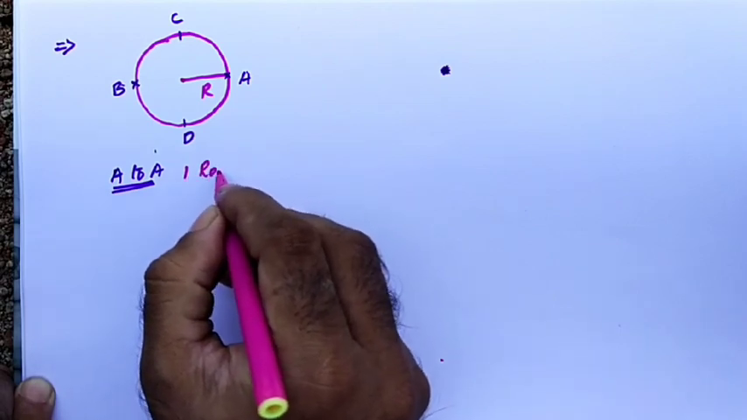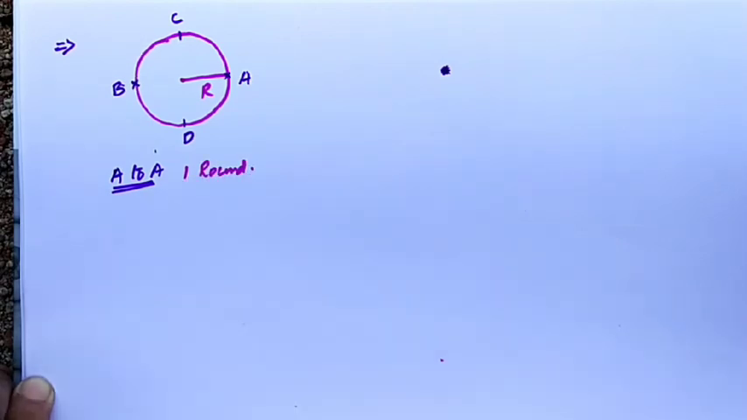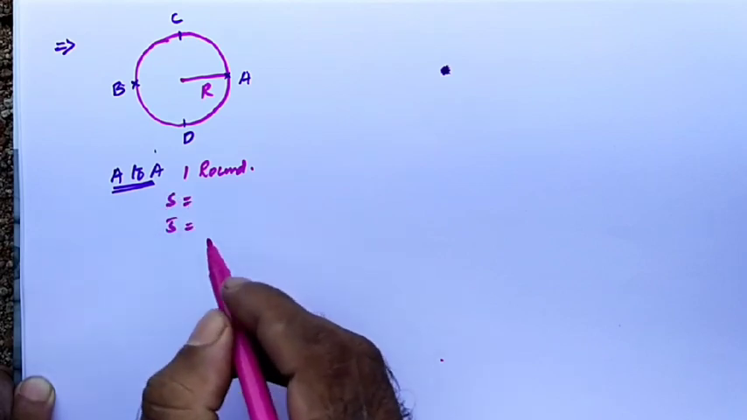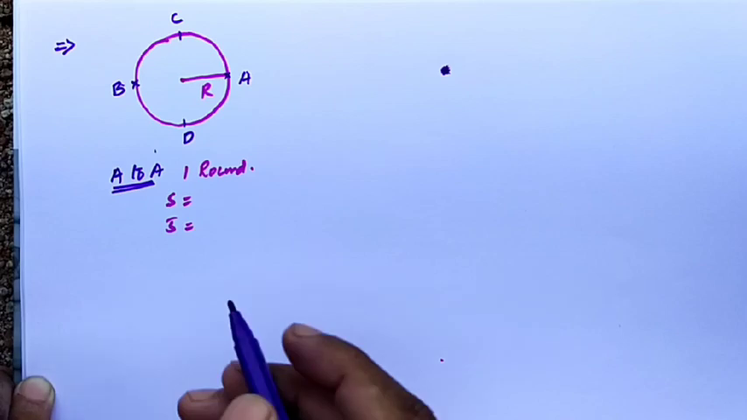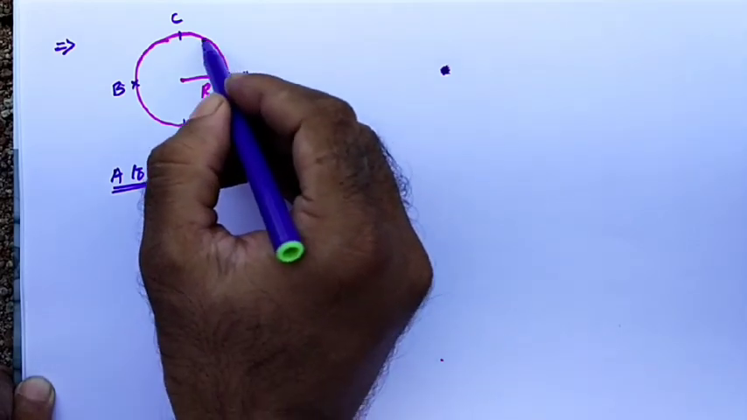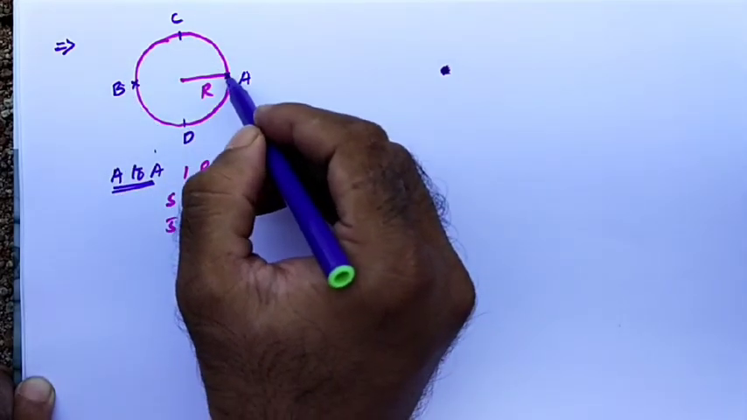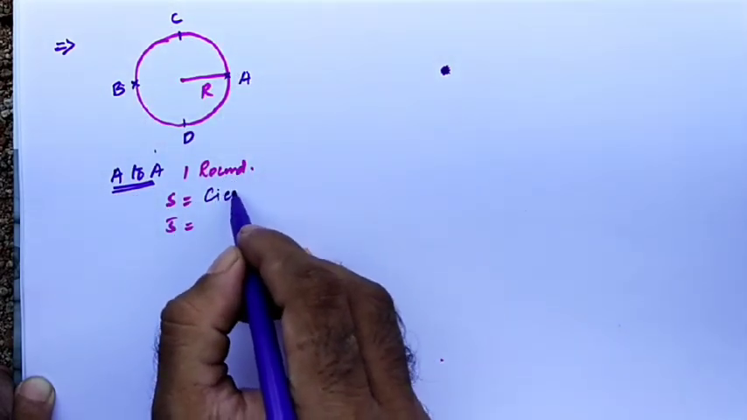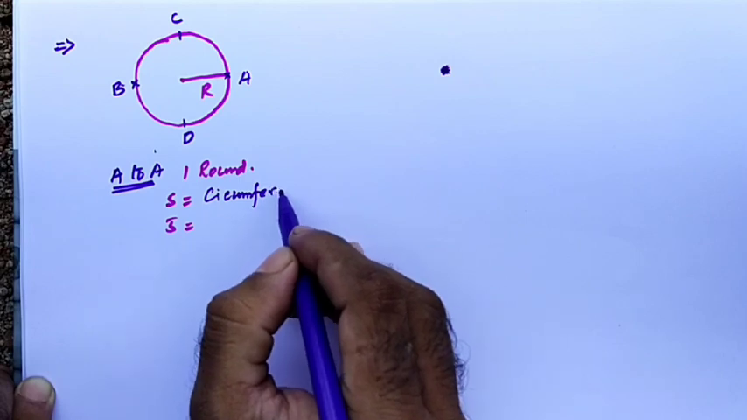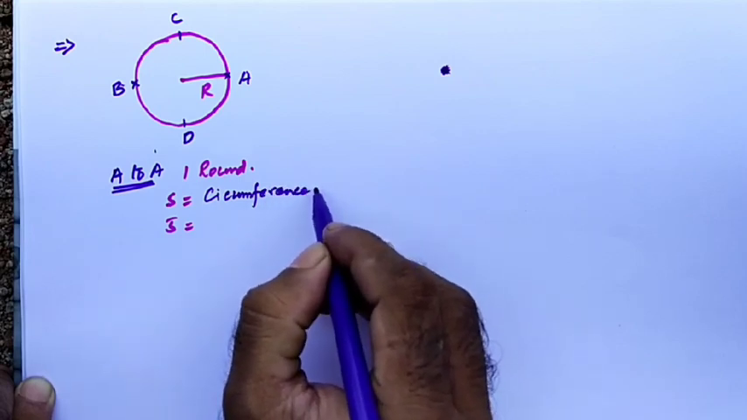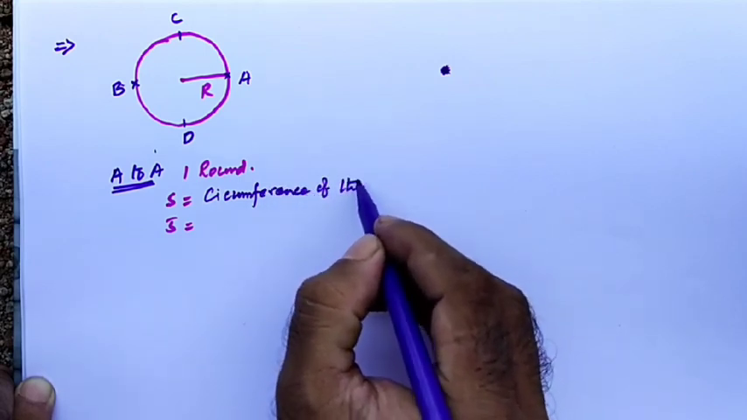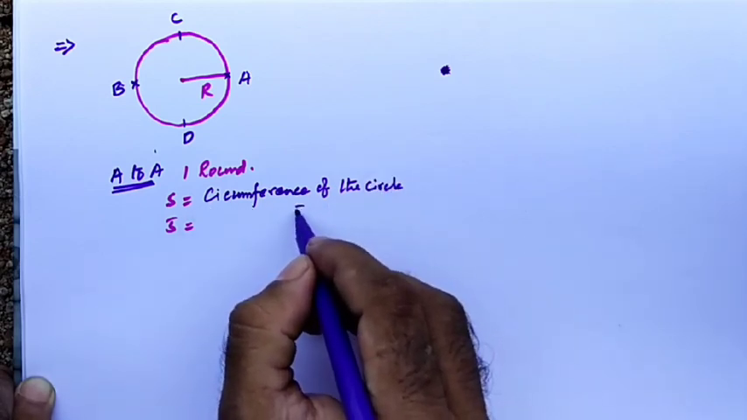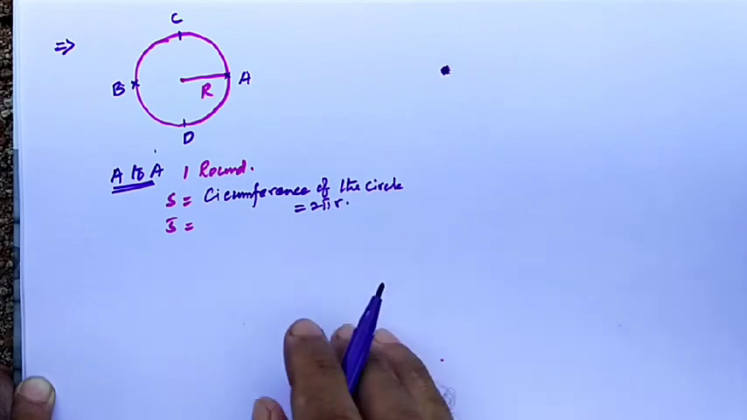It completes one round. Now I want to calculate the distance and displacement. In this case, what is the distance? It has started at A and is coming back to A. This is nothing but the circumference of the circle. What is the circumference formula? That is 2 pi r.